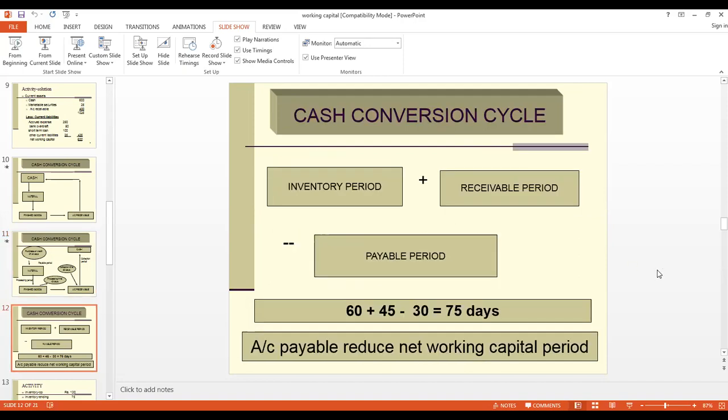So if we convert all this information into a cash conversion cycle, then the formula will show inventory time, receivable time, as well as payable time. So these total days will become 75. These 75 days are showing that your cash will remain stuck and you are unable to recover it. So for 75 days, you will need financing to operate your business. This was our previous lecture, which we covered.